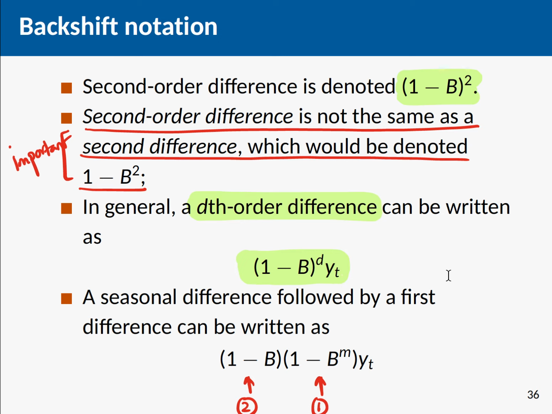If we were trying to do a seasonal difference followed by a first difference on yt, you want to make sure that the first type of differencing that you do is written next to yt. So this is the seasonal differencing, and then the first differencing is step number 2. This comes after the seasonal differencing is done.